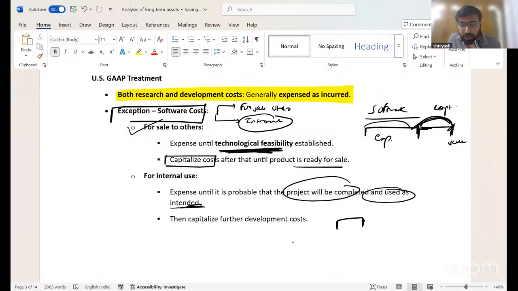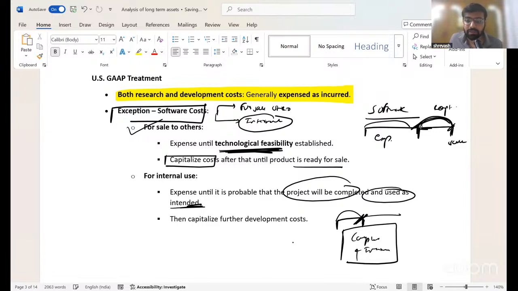मतलब जब तक मुझे श्योरिटी नहीं मिलती that I will complete the project and I will use it for my internal purpose, till the time I'm not sure of these two factors, everything should be expensed, but the rest of it will always be what? Capitalized.